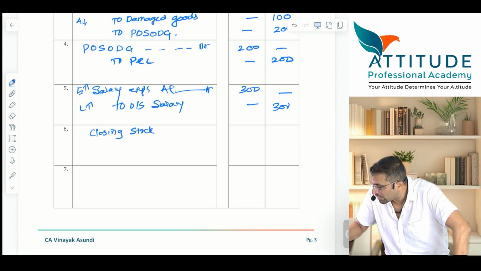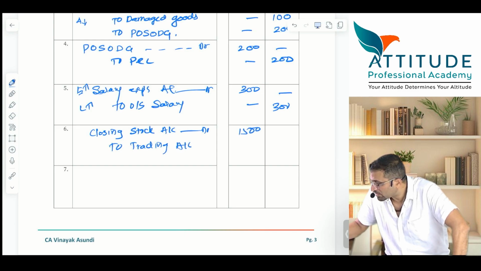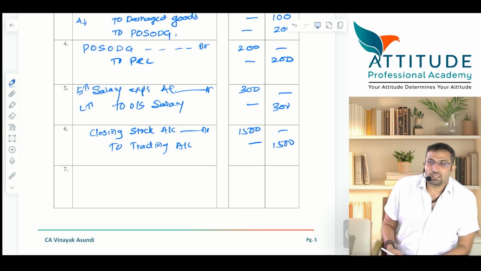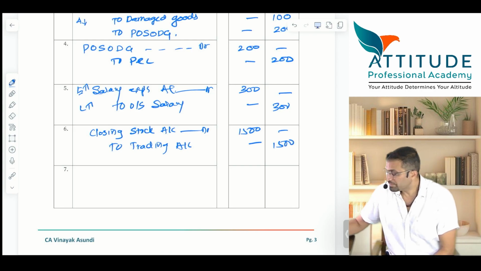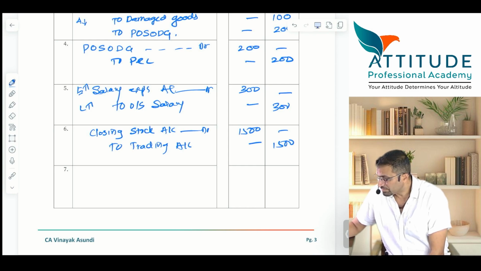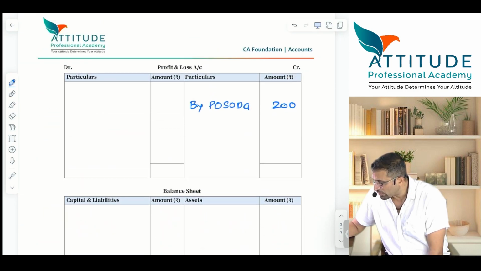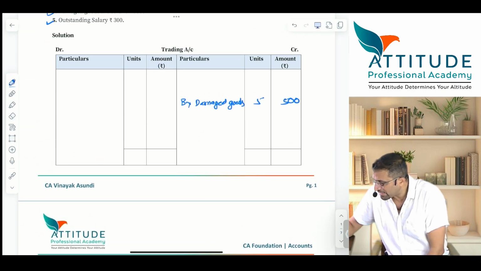Closing stock account debit to trading account. How much? 1500. Clear? It means that closing stock account you have opened, it will come in the balance sheet and trading account, correct? Adjustments will have two effects, no? वो अभी journal entry के बाद ही पता चला.